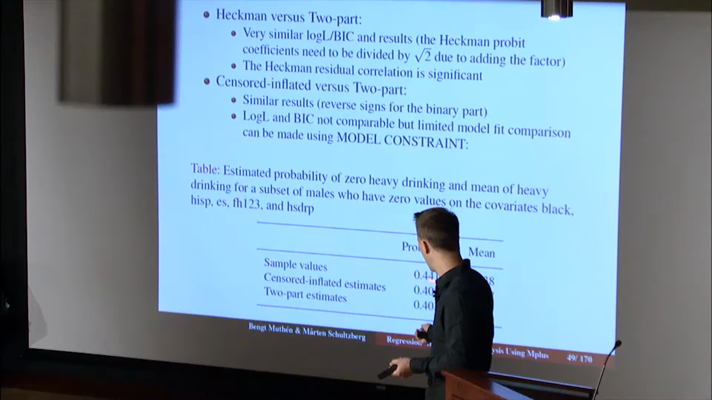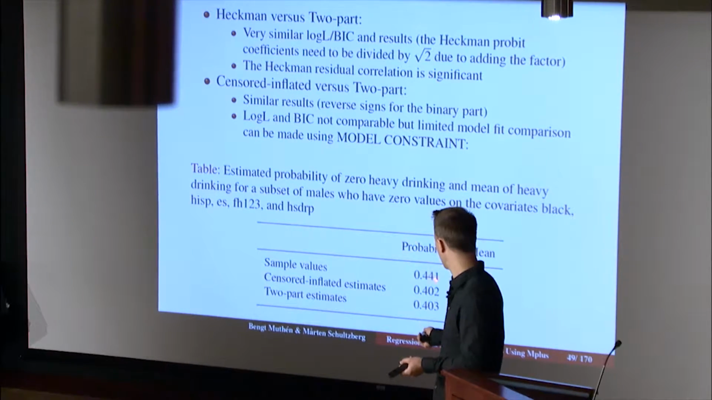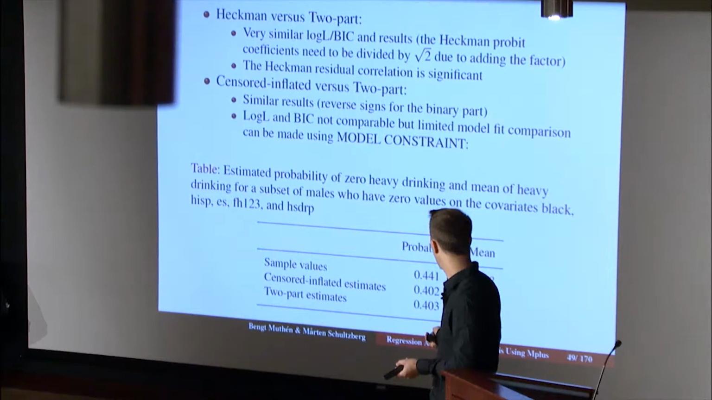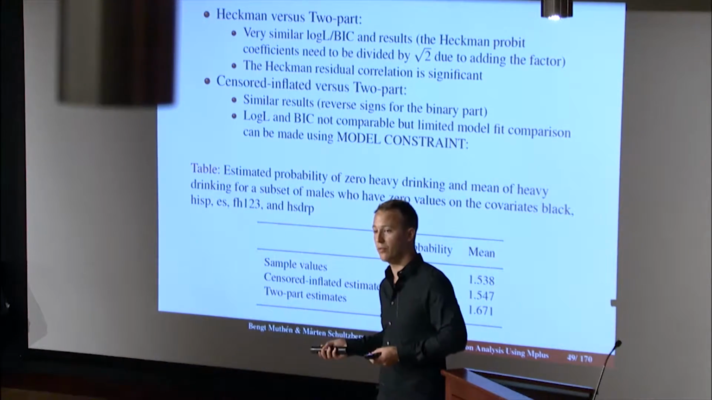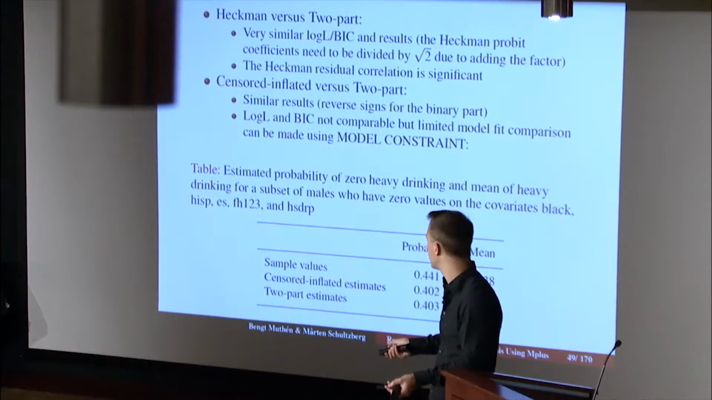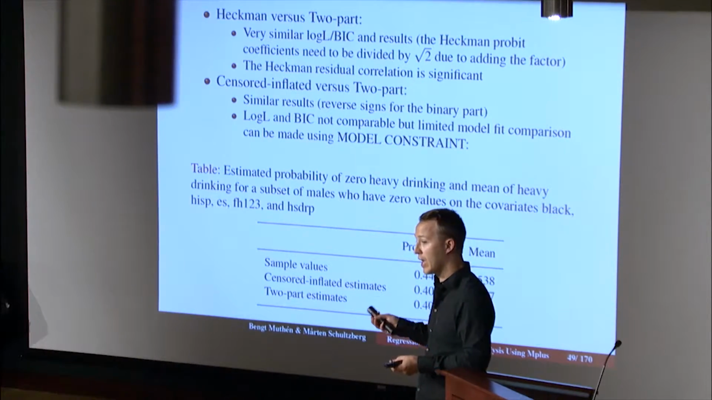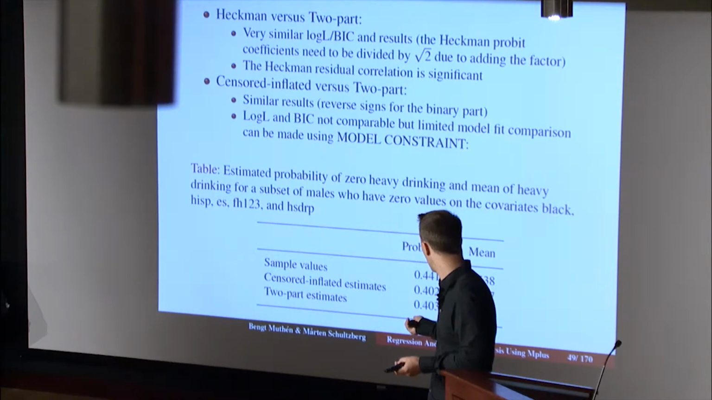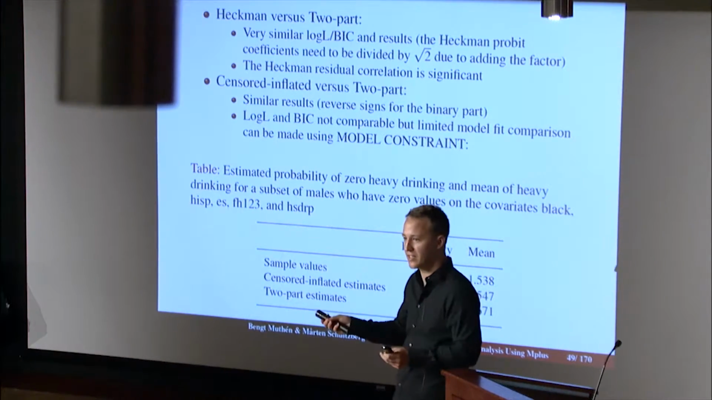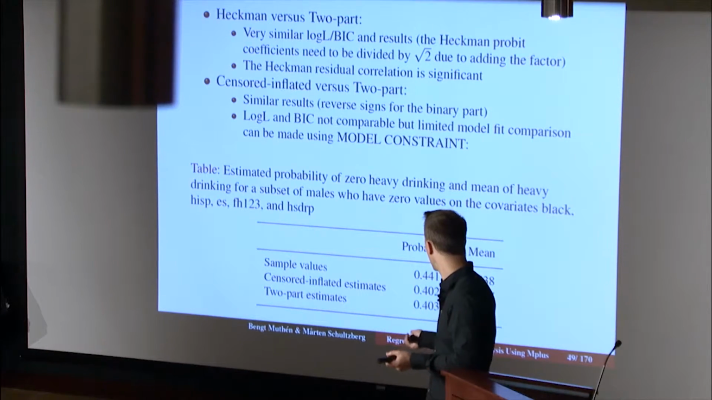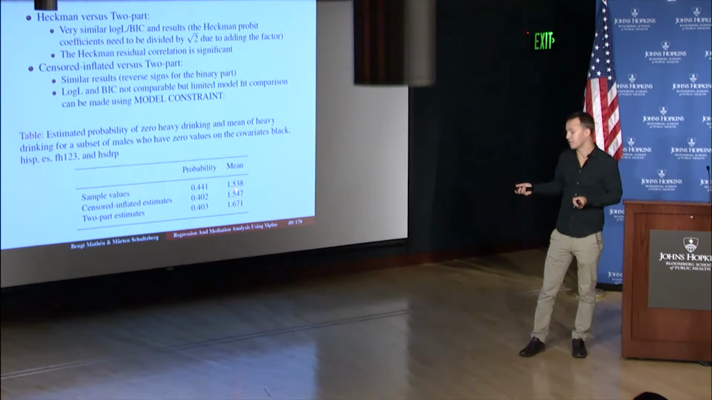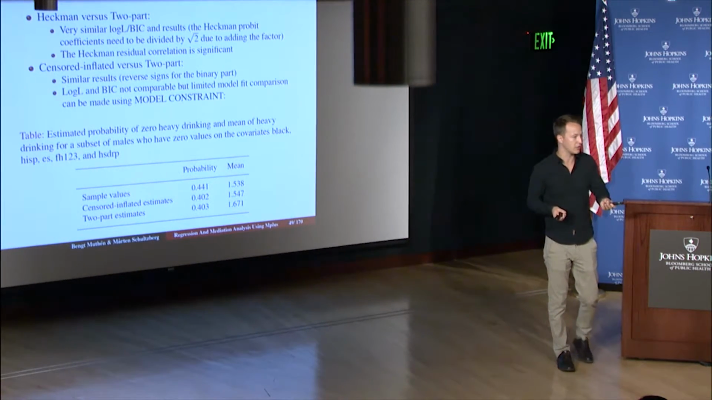We can compare that to the sample values for these. So the sample proportion of 0 drinking is 0.44, and the mean of heavy drinking is 1.538. And then we can look at what the 2 different models predict for this specific case. And we can see that the censored inflated model and the 2-part model have very similar probability estimates for being in the 0 class here. Now we flipped the sign, so I've corrected for that. But the mean differs here. So this might suggest that the censored inflated model fits the data a little bit better than the 2-part model.